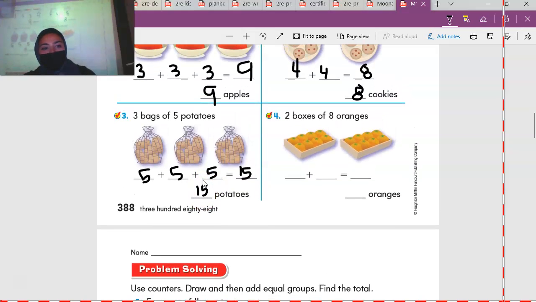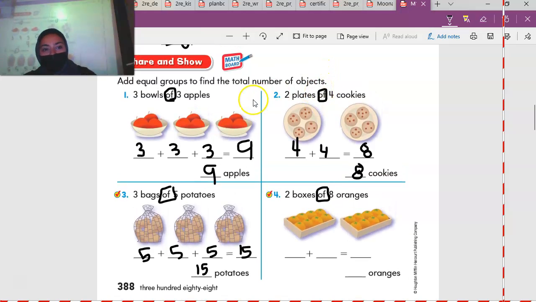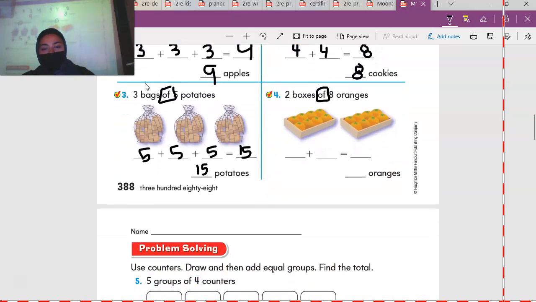Another key word for multiplication is of. Whenever you see the word of in a word problem, it's also multiplication. You're multiplying. So box the word of as well. Of, each, and equal groups all mean multiply. So equal groups, that's a key word too. Box that. Equal groups, of, and each are key words.